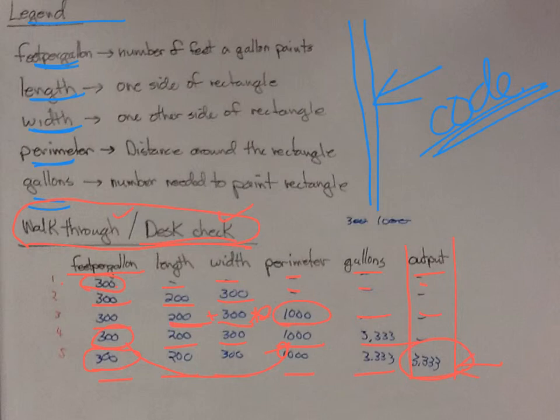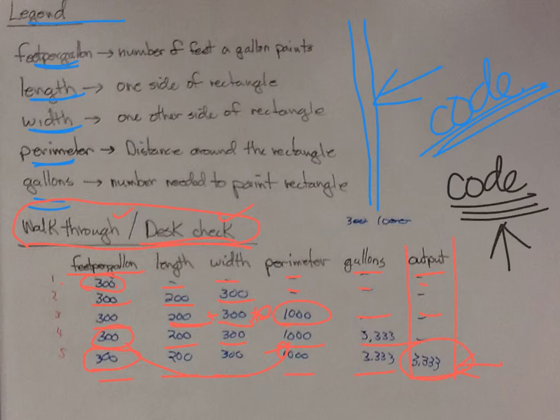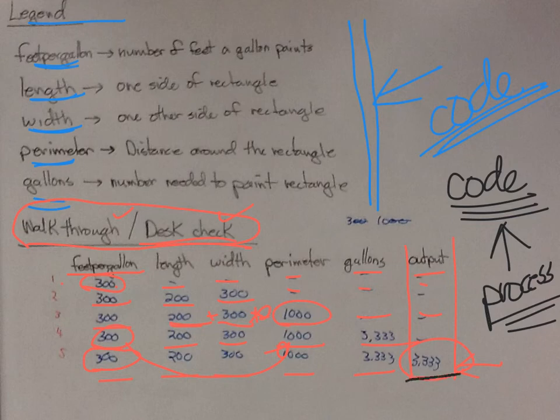So the last thing, and I'll have another video to talk about this, we'll actually write some code in Python to do this process, this algorithm, calculate how many gallons we need. Now, we'll talk about it also, since it's 3.333, we would really want to take that eventually and output it as 4 gallons to make sure he has enough paint. That's it.